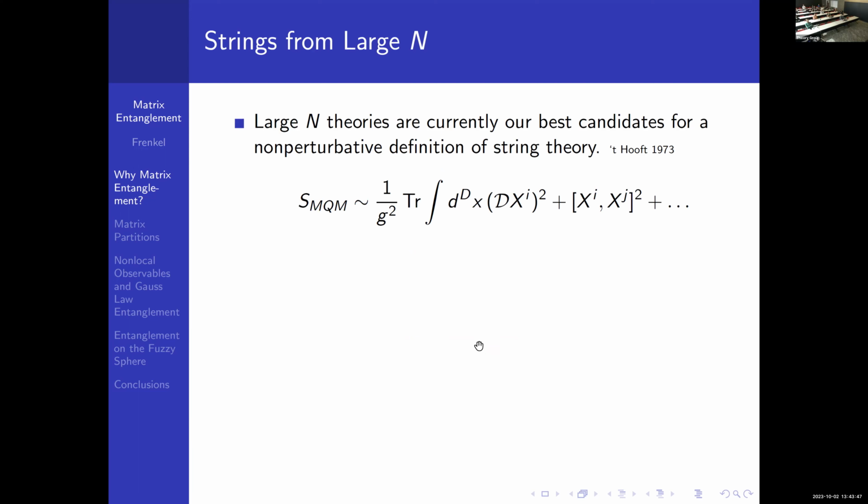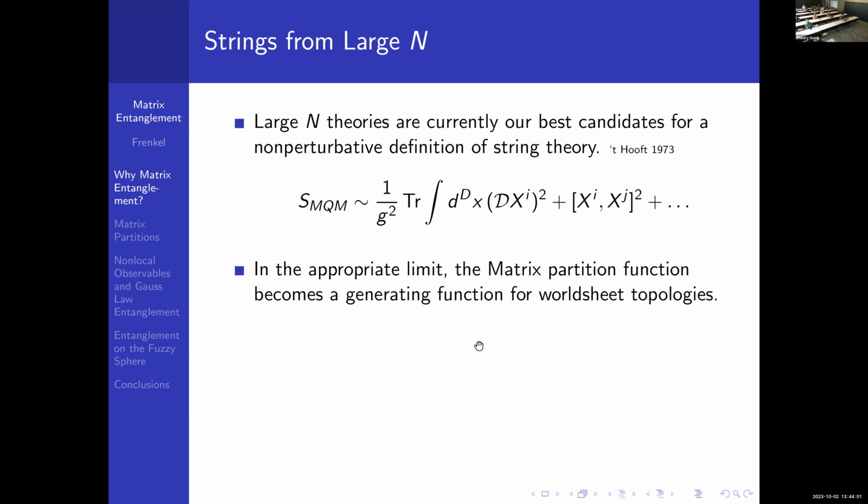Right, so the typical Lagrangians that we like to think about are some dimensionally reduced super Yang-Mills that leave us with a commutator squared interaction term that's important for reproducing the string tension. And in the appropriate limits, the matrix quantum mechanics free energy, or the partition function, becomes a generating function for the partition functions of world sheet topologies. So something like this, where each string is weighted by the appropriate power of N to the minus chi, the Euler characteristic.